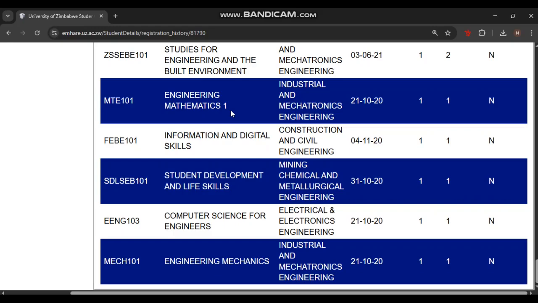Moving on, engineering mathematics. Engineering mathematics 1 is quite easy, but be careful. Engineering mathematics 2 is a monster. I don't want to lie, guys. Engineering mathematics 2 is a monster. But for engineering mathematics 1, it's quite cool. You meet the topics you are familiar with. So, the differentiation, integration, just simple stuff.